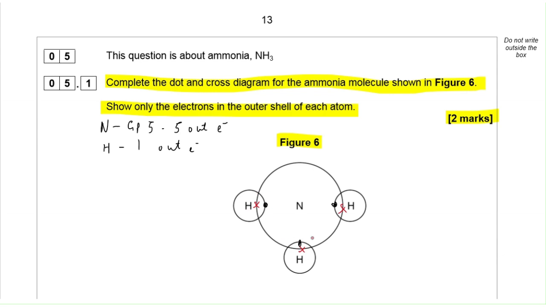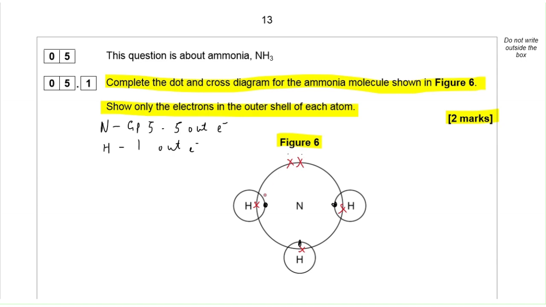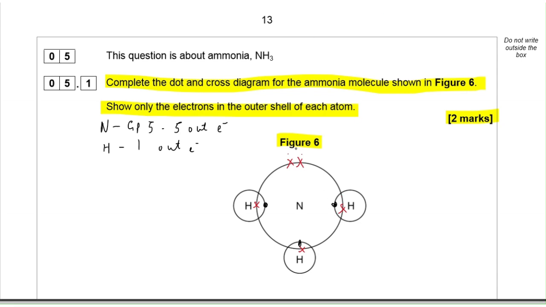Now we know the octet rule, every atom must have a full outer shell of 8, and it forms its covalent bonds. So there are 2 missing, so we put our 2 electrons at the top in red, and we call these a lone pair. 1 mark for the 3 bonding pairs and 1 mark for the lone pair at the top.